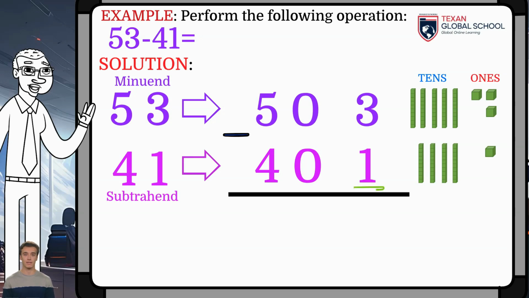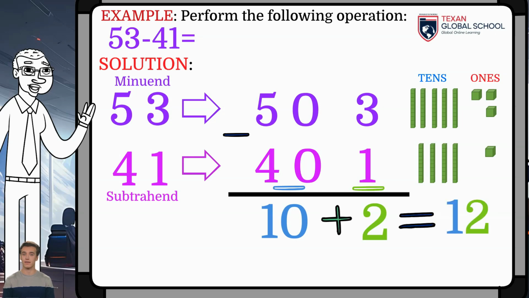Now, subtract each column. Subtract ones and tens. 3 minus 1 is 2. And 50 minus 40 is 10. Finally, add 10 plus 2, thus getting 12. The model shows the subtraction process. Cross out the ones of the subtrahend and the same amount in the minuend. Cross out the tens of the subtrahend and the same quantity of the minuend. The difference shows a 10 and 2 ones.